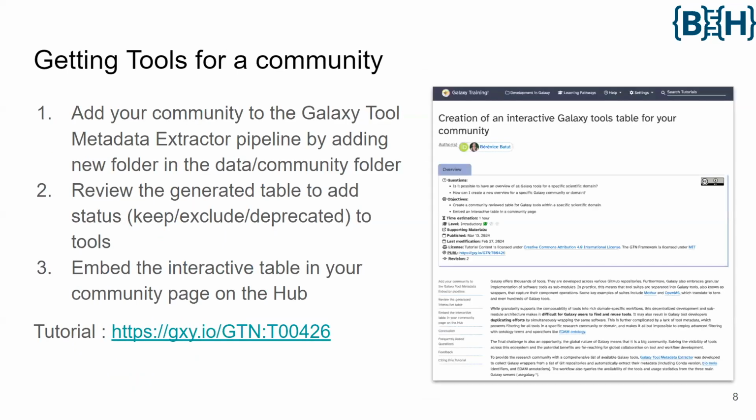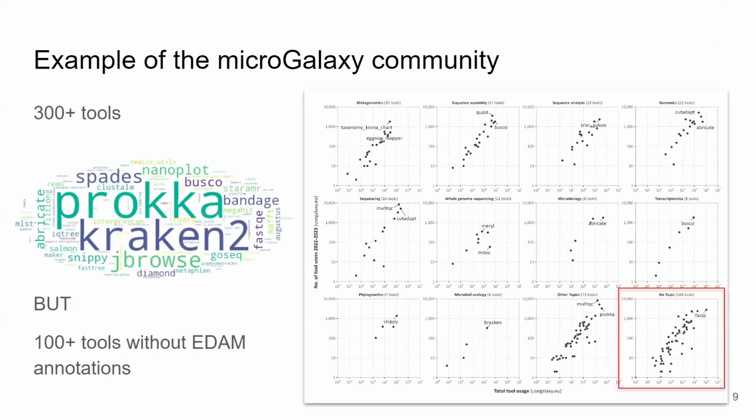And then we also created materials on how, when you have these tables, to make that possible for your community and export the tools available for your community. So we have training materials to help you do that and embed that table directly in your community page on the Hub, so for your SIG, for example. We did that for the microGalaxy community, and we figured out that we have more than 300 tool suites. So it's not individual tool wrappers, it's tool suites, so there can be many more individual tools there.